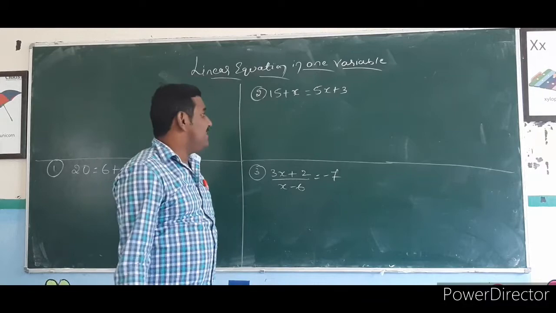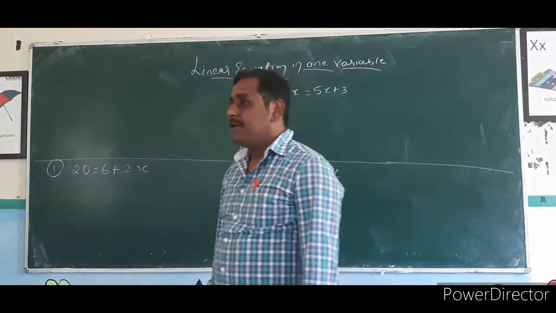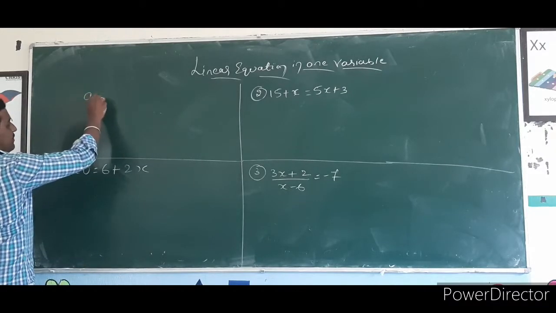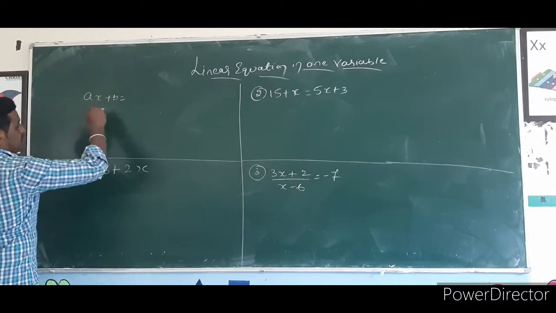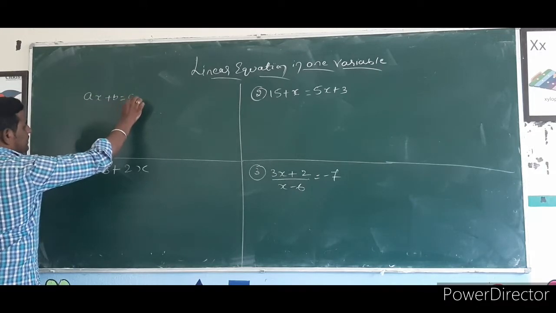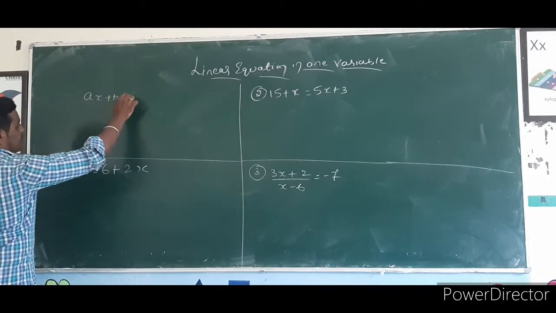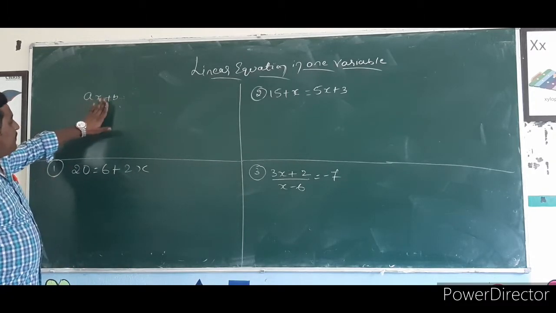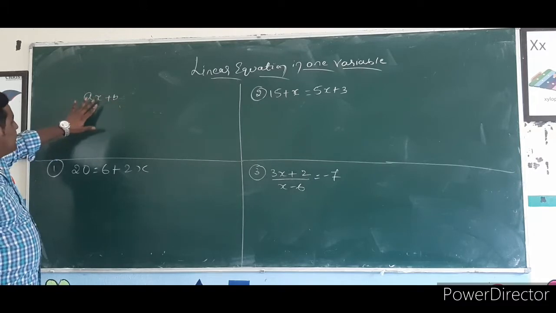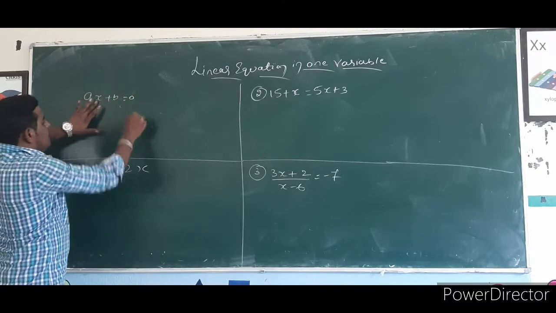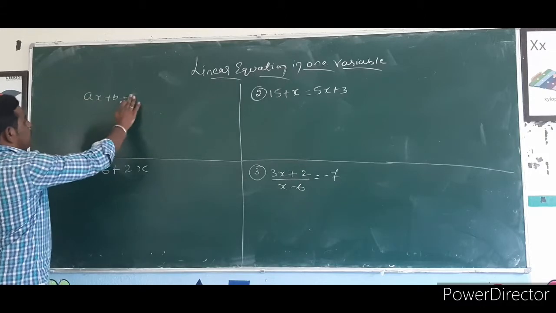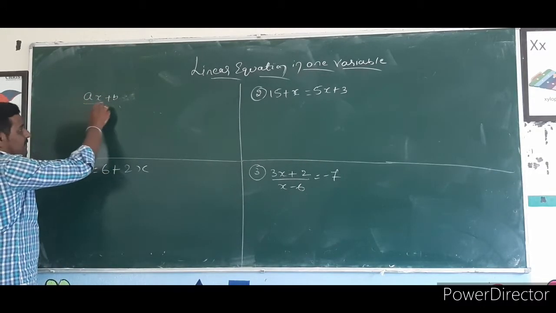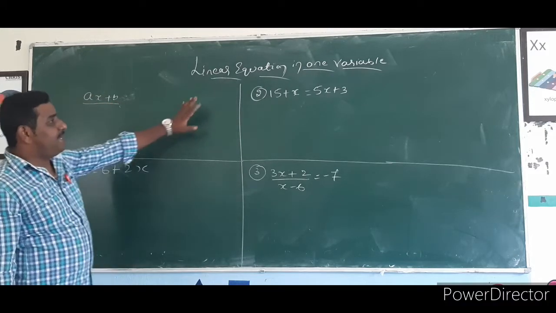So what is meant by a linear equation in one variable? A linear equation in one variable means ax plus b is equal to 0. Here a and b are numbers and x is the variable. Throughout the linear equation, it should be only one variable.